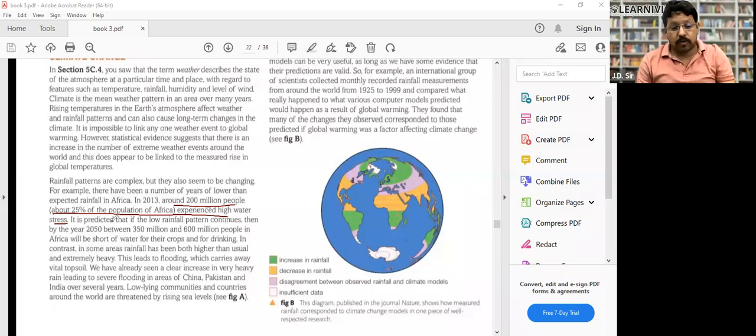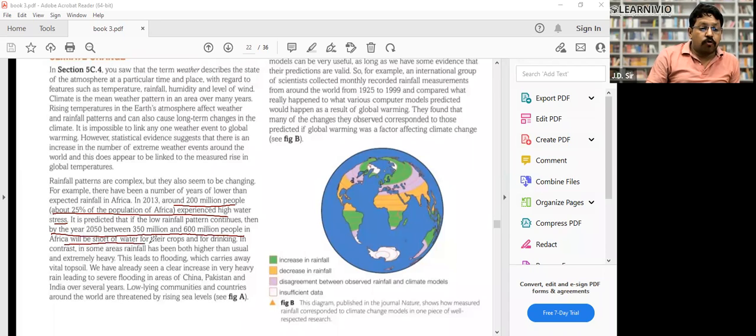Now the IPCC has predicted that if the low rainfall pattern continues, then by the year 2050, between 350 million and 600 million people in Africa will be short of water for crops and drinking, right? So shortage of water and water crisis is the next crisis which we will definitely face in every country.